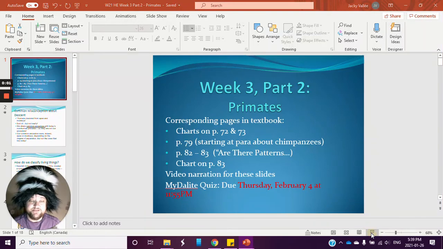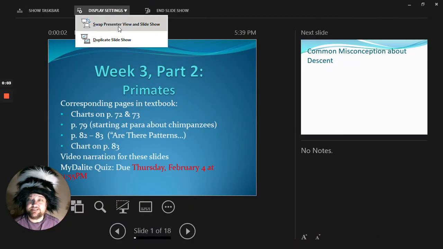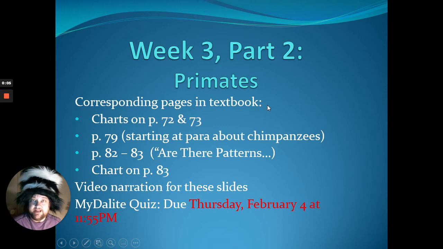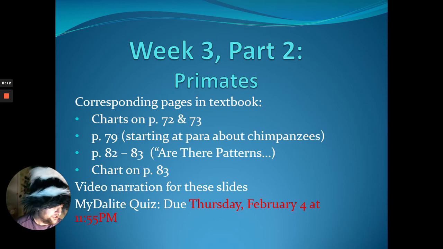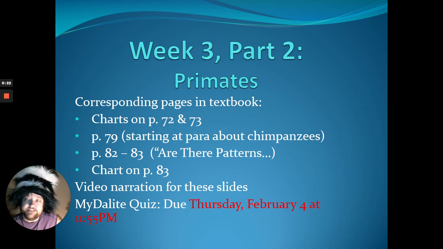Hi again, everybody. So here is our second set of slides for week 3, and this is all about primates. Well, we're not going to cover everything about primates because there's a lot, and there's a whole chapter on primates, chapter 4 in the textbook, but here are the pages in the textbook that you need. You can read the whole thing if you want, like with chapter 3 from the previous slides, but this is what we're going to focus on here.